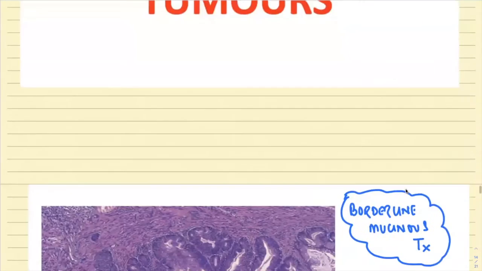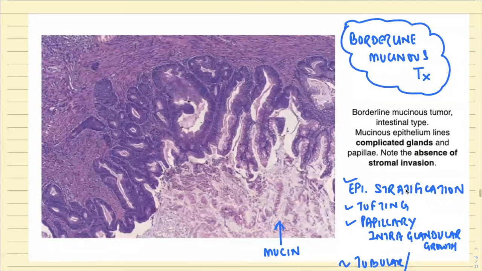Now, the borderline mucinous tumor, just like we had seen the borderline serous, is showing more complexity. This is a more complex tumor. Again, just like the borderline serous, they have complicated glands and papillae. They have glands, plus some of them show papillary growth also. There is no stromal invasion whatsoever.